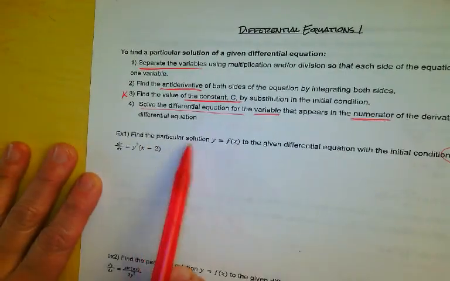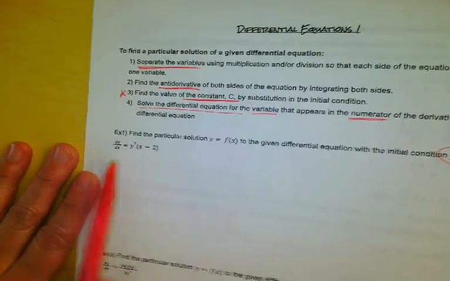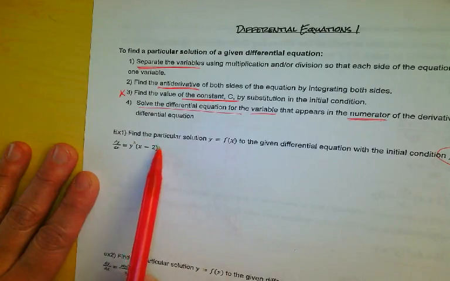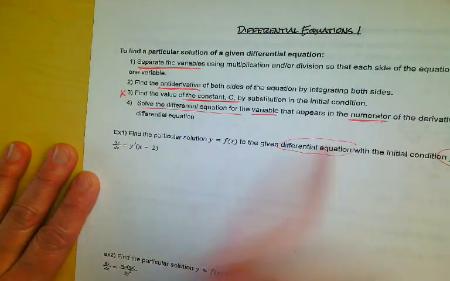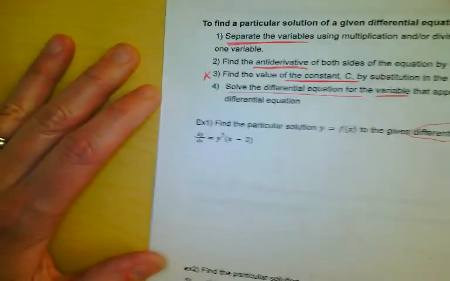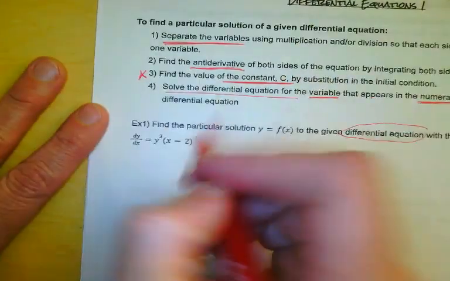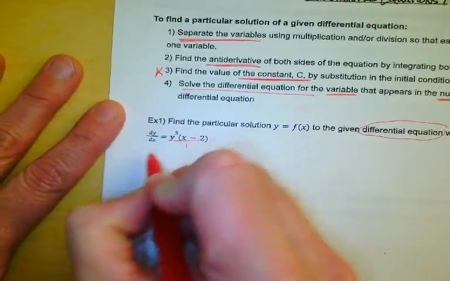So find the particular solution, that's how it'll be asked, to this differential equation with this initial condition, and here's our differential equation. So again, that fancy differential equation is just an equation with a derivative, no big deal. And we're just going to do those steps. We're going to separate the variables. We said cross multiply. Put that over 1, cross multiply.